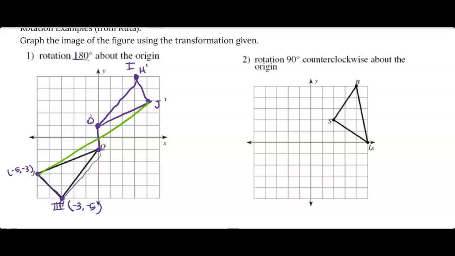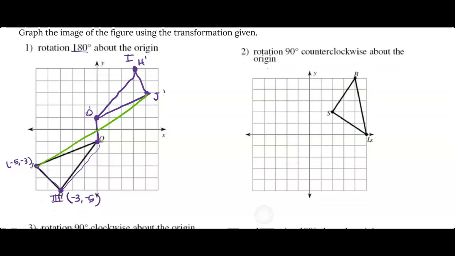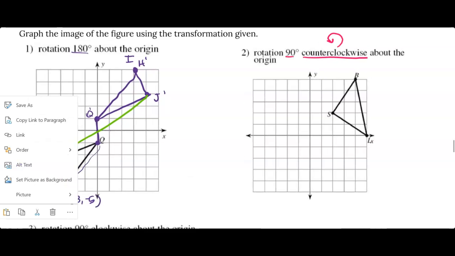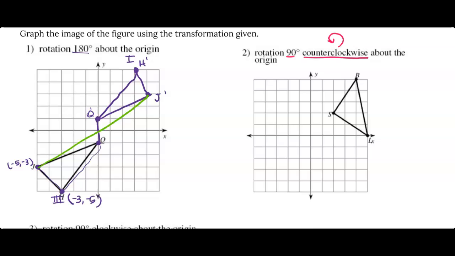Looking at number 2, we want to rotate 90 degrees counterclockwise. So that is going backwards from your clock. So if I am starting here at L, I am at the point 5, 0. 90 degrees counterclockwise is going to go this way, 1 quadrant, so it's going to be at 0, 5.